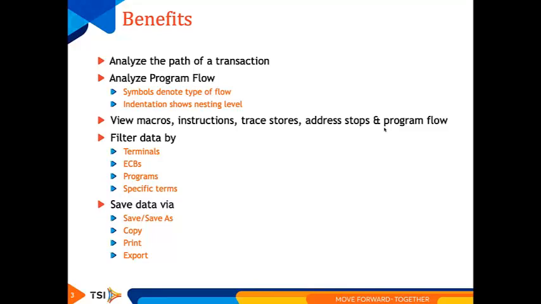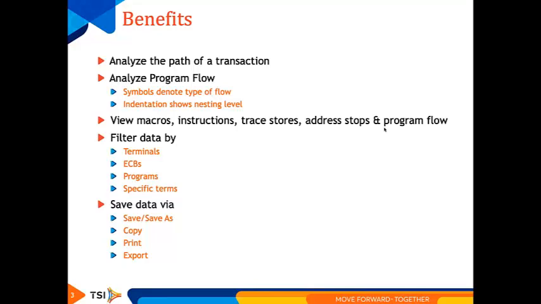You can view macros, instructions, and trace stores. You can filter. As you're collecting data, you may produce data from more than one terminal, more than one ECB, more than one program, and so forth. If you've collected all that data into the log, you can filter it so that you're seeing, for example, information from only one ECB or only for one program. You can also search, which is another kind of filter, so you can search for text within the data you've collected.